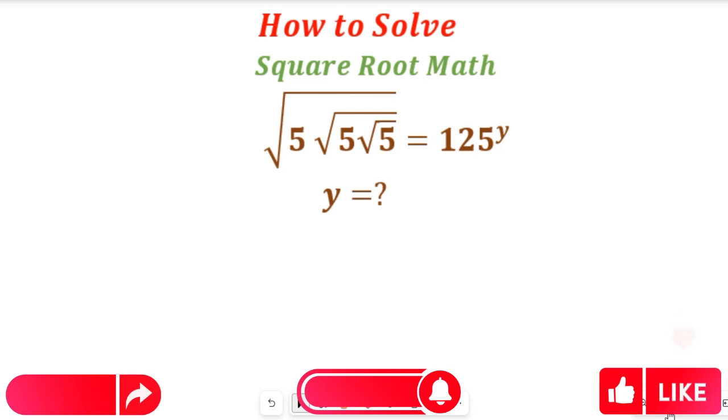Now join me, let's find a solution to this question. Now to solve this question, I told you that the first thing we need to do is to kill the square root. And to kill the square root, we need to square. So we're going to square both sides.